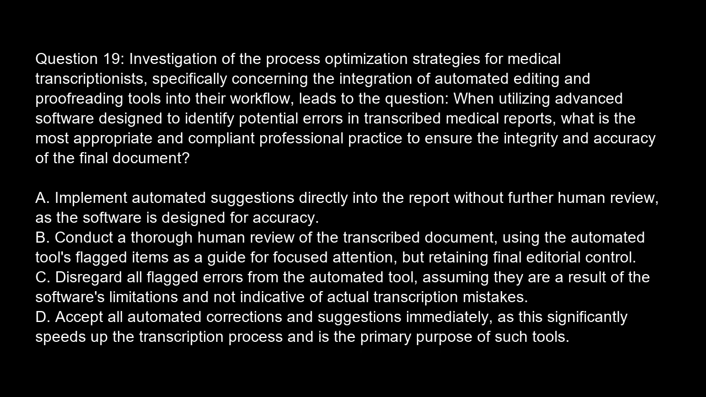Option C. Disregard all flagged errors from the automated tool, assuming they are a result of the software's limitations and not indicative of actual transcription mistakes. Option D. Accept all automated corrections and suggestions immediately, as this significantly speeds up the transcription process and is the primary purpose of such tools.